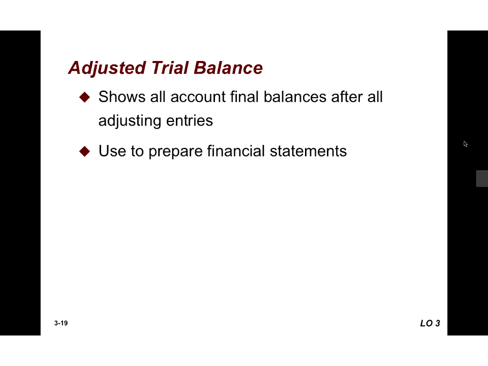The purpose of adjusting entries is to make sure our revenue and expenses reflect what actually happened. So after we post all the adjusting entries, we then do a new trial balance, but this new trial balance is called an adjusted trial balance. So that term adjusted is important because it tells you this is after we did all the adjustments. So this is that final list of balances. So the adjusted trial balance is not a financial statement. It is a listing of all the account final balances, and then we use the adjusted trial balance to prepare financial statements.